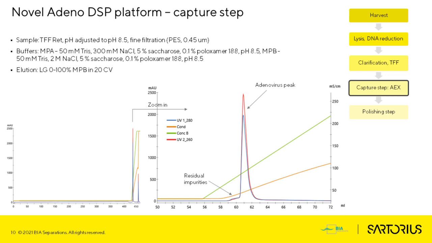On the left side, we can see the whole chromatogram with a flow-through signal, then the elution peak in the gradient, and in the end, a lower peak, which is CIP. On the right side, there is a zoom-in of the adeno peak with some residual impurities. You can see that the absorbance ratio 260/280 is indicating really high purity of the product.